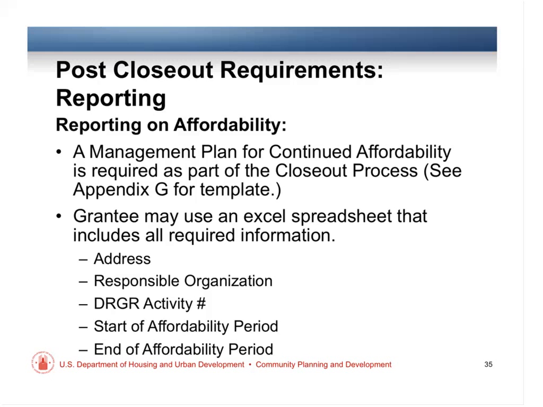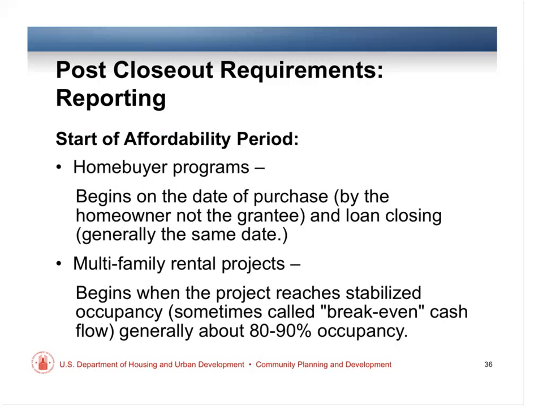That'll be great. Okay. The start of the affordability period that you'll need to report on those forms, we just want to recap what that means for different kinds of programs. For homebuyer programs, the affordability period begins on the date of purchase and loan closing. This is generally the same date, but keep in mind this is the date that the homeowner purchases the home, not the date that the grantee purchased the property. And for multifamily rental projects, the affordability period would begin when the project reaches stabilized occupancy. This is sometimes called break even, and it's generally when the property reaches about 80 to 90% occupancy.